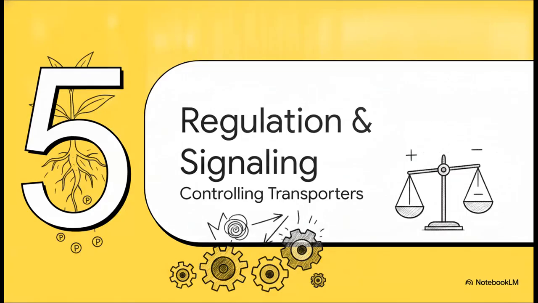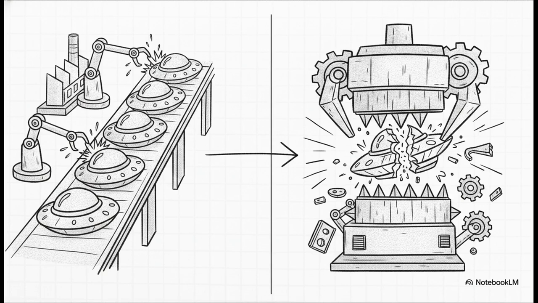All right, on to Section 5, regulation and signaling. Let's see how the plant actually controls all those transporters. So, how does the plant manage this massive fleet of transporters? If it makes too many, it totally wastes energy, but make too few, and it starves. This control happens at 2 levels, making the transporters and destroying them.